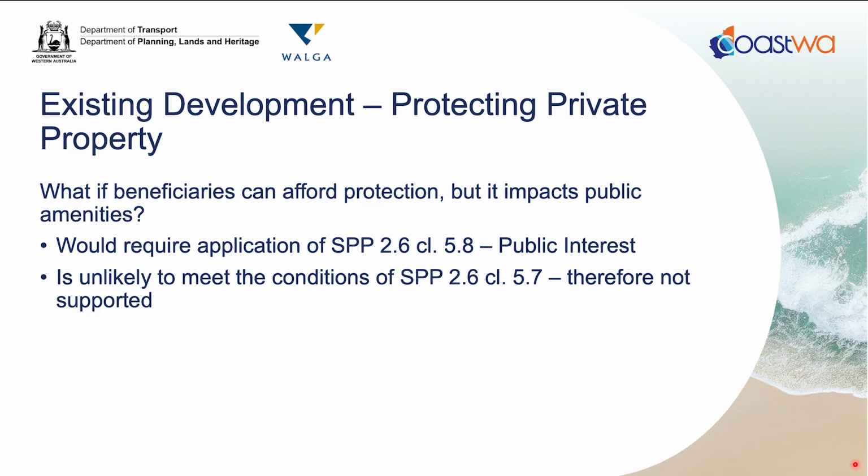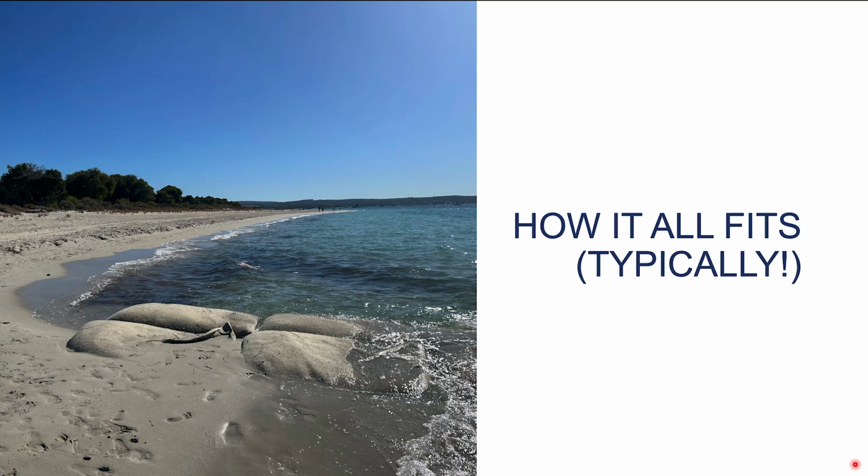There are situations in the past where private properties have been protected and perhaps these conditions of SPP 2.6 haven't been met. But it is worth recognising that as our understanding of the impacts of coastal hazards increases, so too does our response to them improve. So, how it all fits typically, and a reminder that there are some historical anomalies based on different planning frameworks being developed at different times.